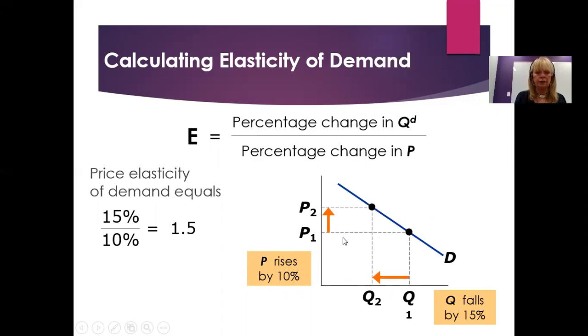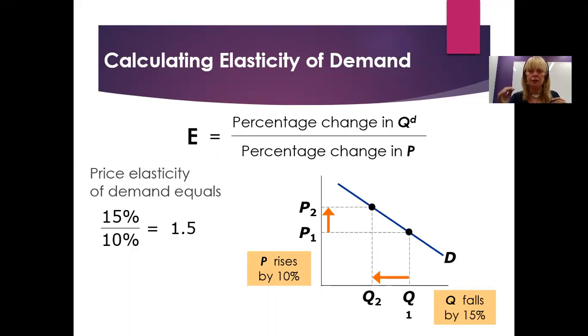This is all well and good, but this is an easy problem from the standpoint of I gave you the percentage change in quantity and the percentage change in price. Under normal circumstances, this would hardly ever be the case. In the real world, you would have to do this in 3 steps.